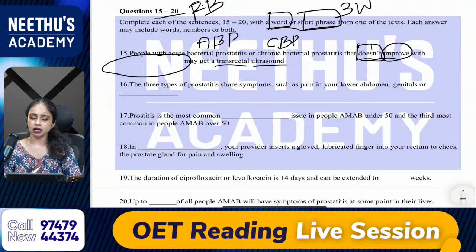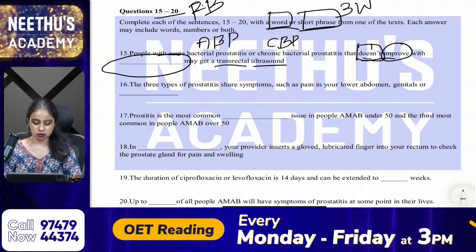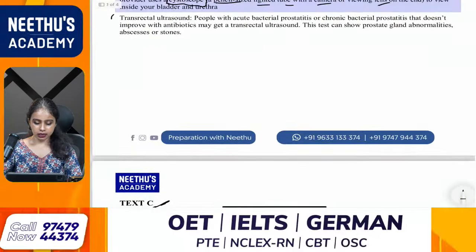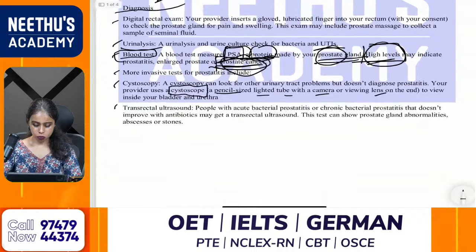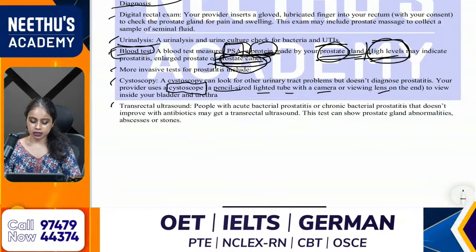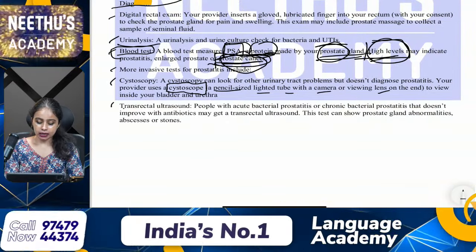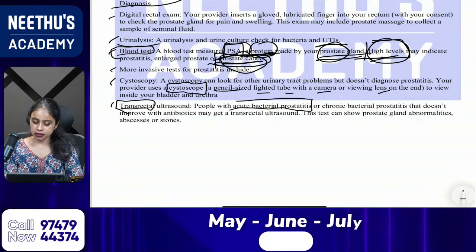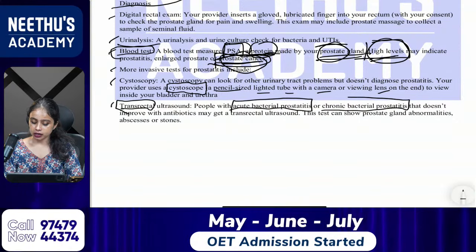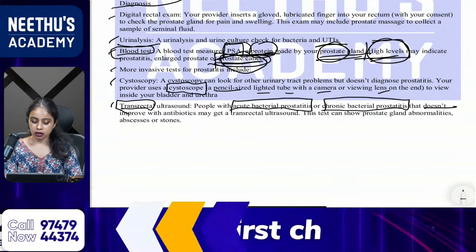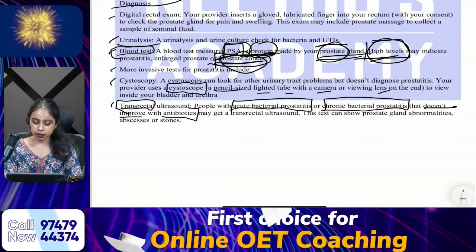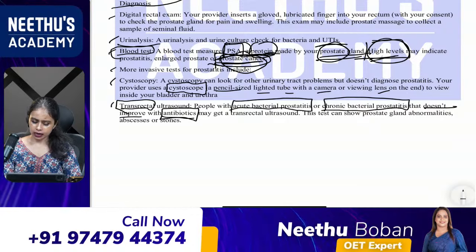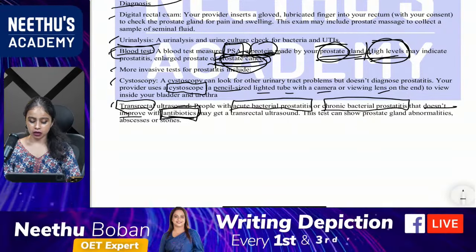So there will not be any improvement if you are having this. What is that? The answer is from text B. Transrectal ultrasound is a keyword from the question. People with acute bacterial prostatitis, another keyword. Chronic bacterial prostatitis, another keyword. That doesn't improve with antibiotics. So the answer should be antibiotics. A direct answer, right?